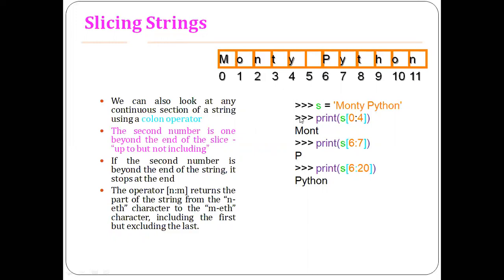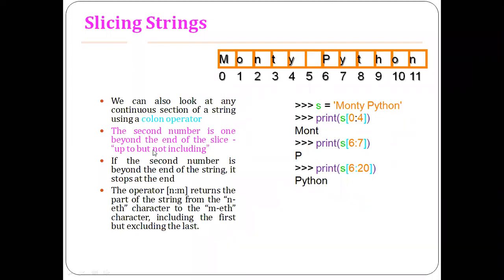So the next one is slicing the strings. That is how to get a portion of a string within a given string. Portion in the sense that if you want to extract only two characters, or only one character, or a substring of a string, then the entire process we call slicing. So we can also look at any continuous section of a string using a colon operator, right? If you want to extract a portion of a string, you can use a colon operator to extract it.